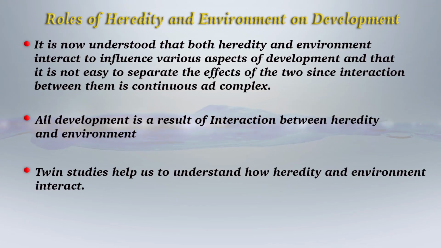And one type of studies really helps us to understand the role of heredity and environment, and that is the twin studies. As I had just said, identical twins share the same genetic material. So if we find some differences in two twins who are identical, we can say that this is because of the environmental factor. So twin studies really help us to make more clear the role of heredity and environment in children's development. Let us now understand how heredity and environment influence development by considering some examples from each area of development. So let us first understand about physical development.